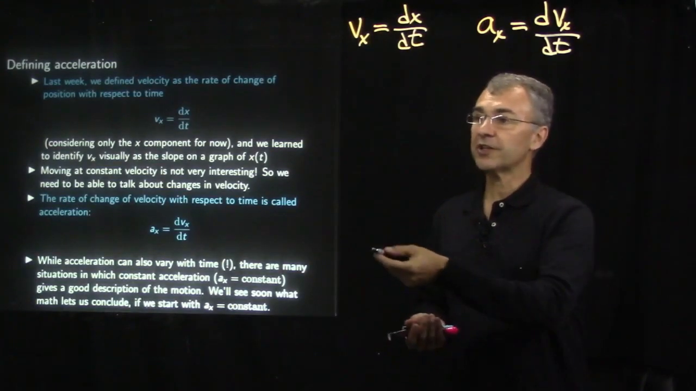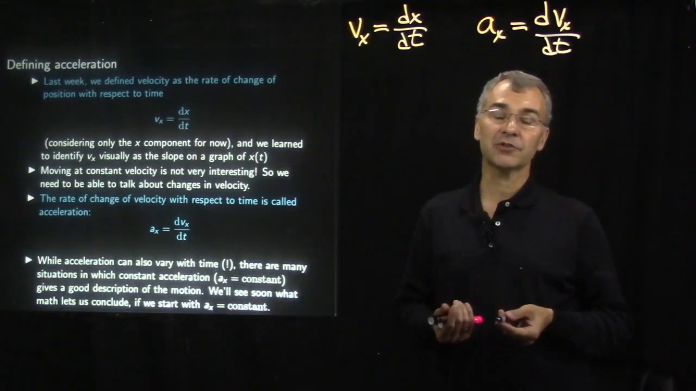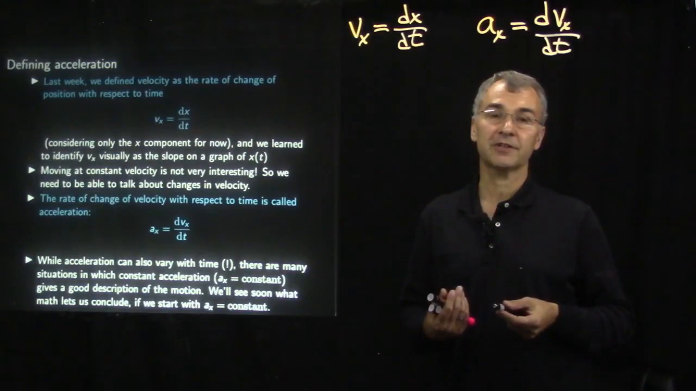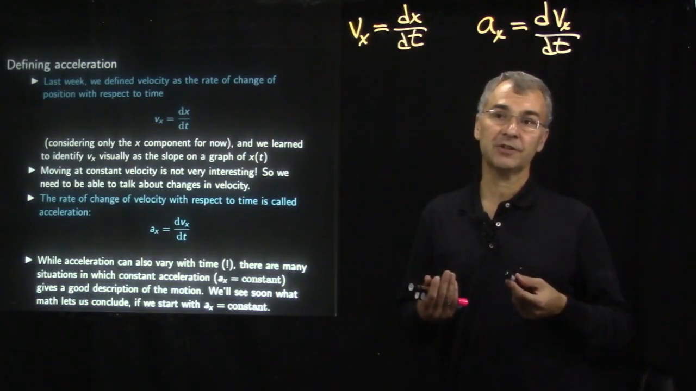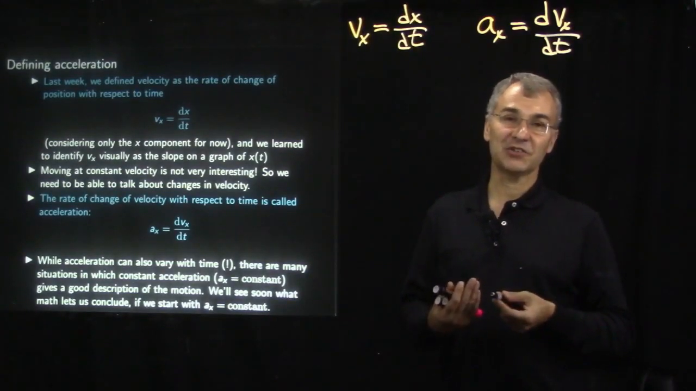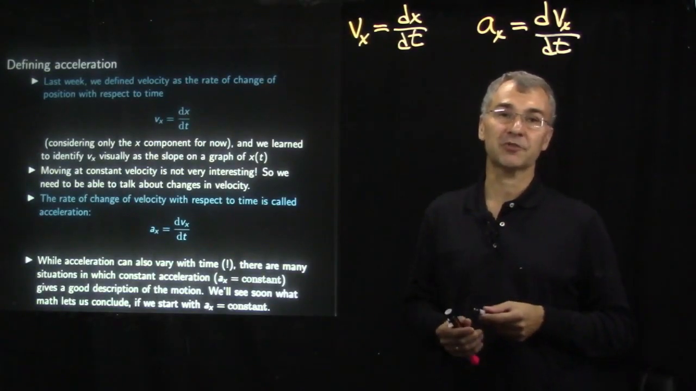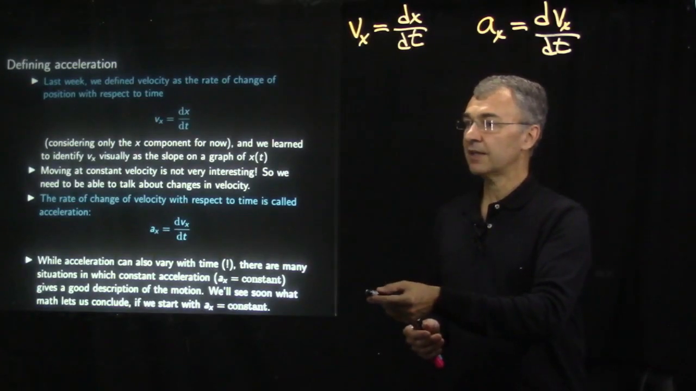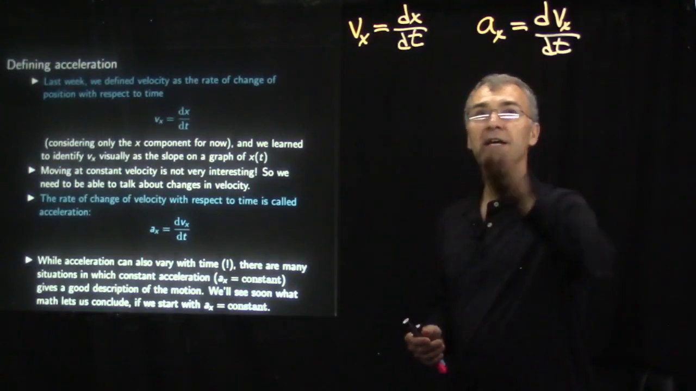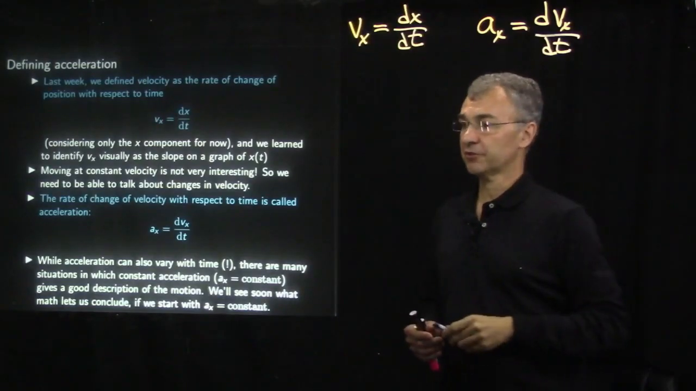Now, moving at constant velocity is not all that interesting. So we want to be able to talk about changes in velocity. And if the velocity of an object changes, then we say that object accelerates. So an object accelerates if its velocity changes. And in particular, acceleration is the rate of change of an object's velocity. So again, the rate of change of velocity with respect to time is called acceleration, and the x component of acceleration is the time rate of change of the x component of velocity.